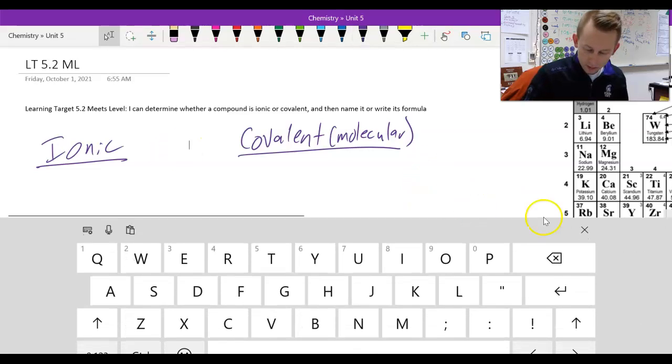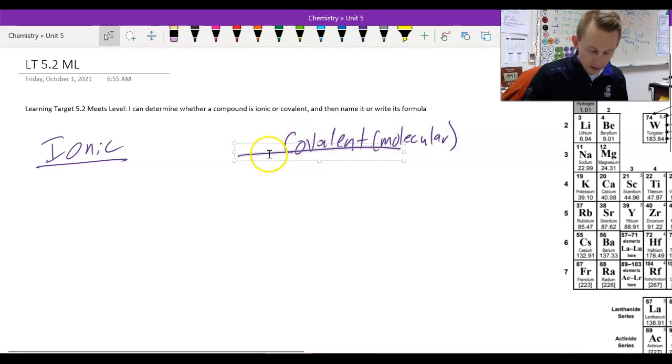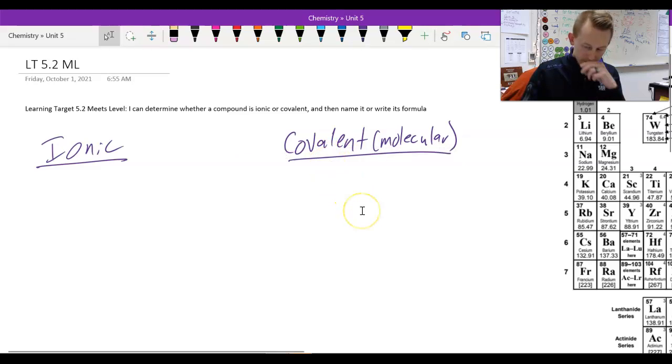Now, I don't know why that always likes to pop up. Let's move this over here just a little bit, so that I have a little bit more room.